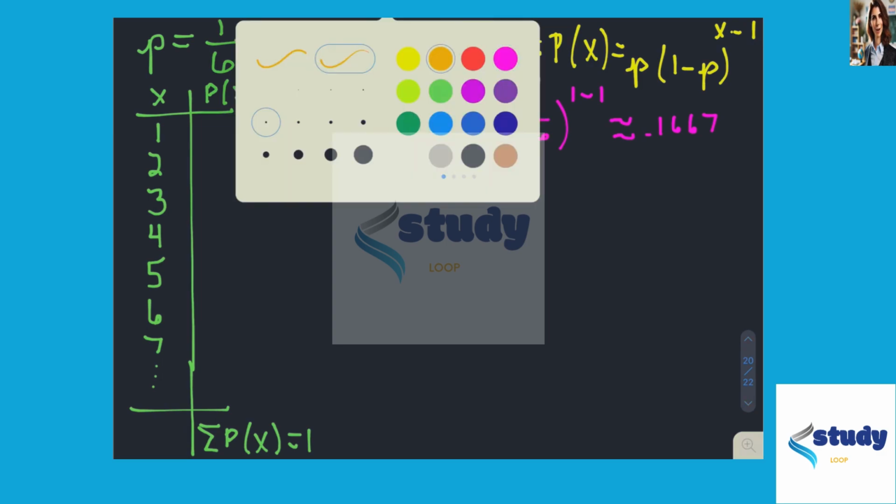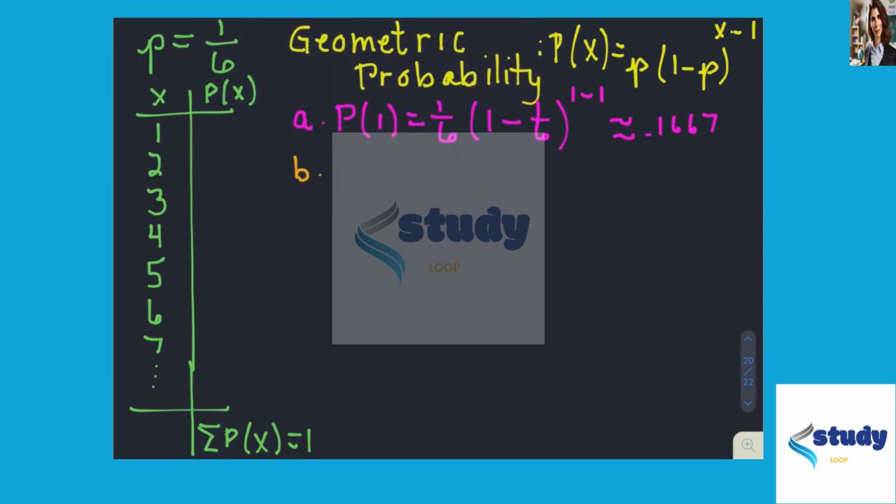For part B, we're asked to determine the probability of winning on the third attempt. So that's going to be an x value of 3. So we're going to substitute into our formula 1/6 times the quantity of 1 minus 1/6 raised to the 3 minus 1 power. And that gets us an answer of approximately 0.1157.